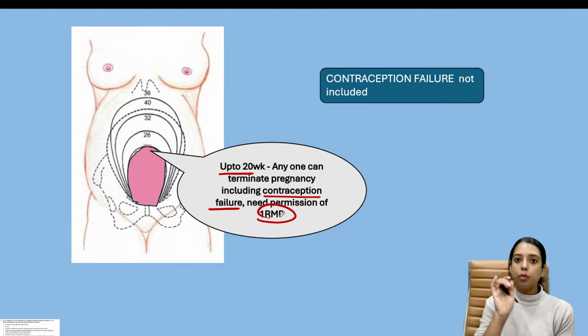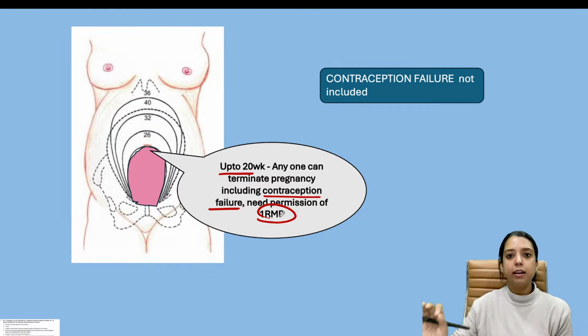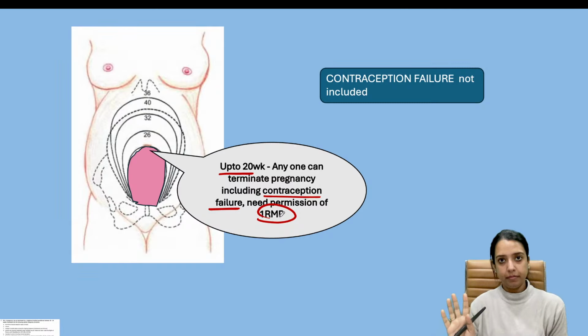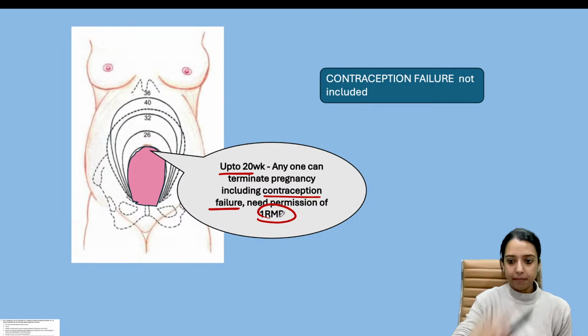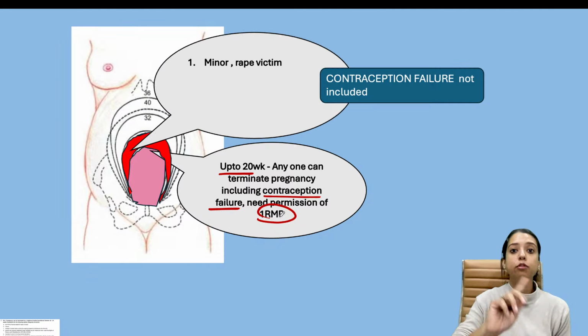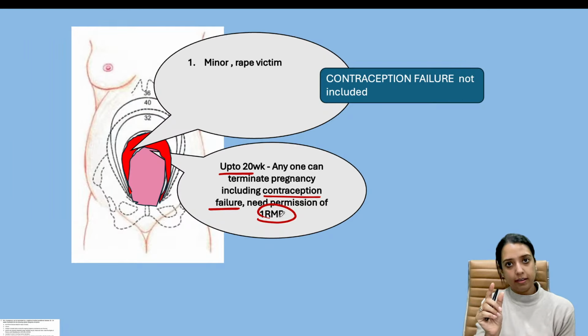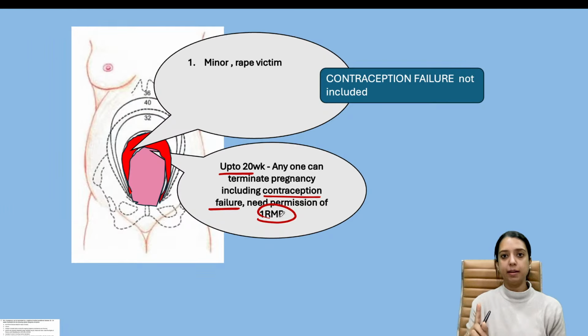ठीक है? So at 20 weeks, anyone can get abortion under the cover of contraceptive failure. Now there is a second category, 20 to 24 weeks wale. Now 20 to 24 weeks is a special category where only few women can get abortion.